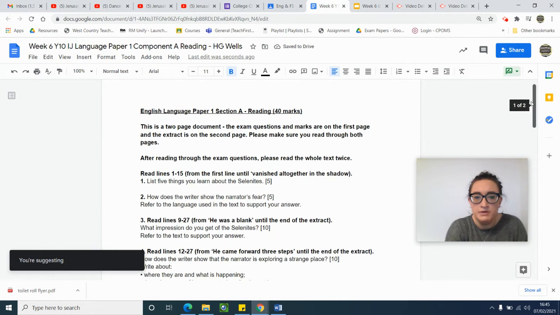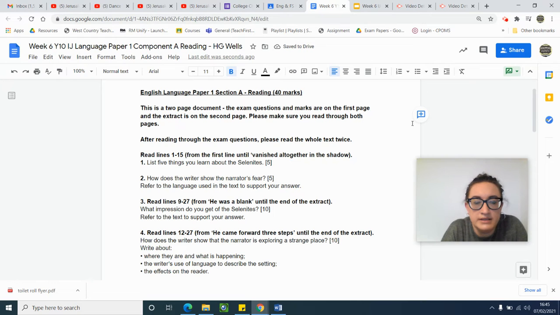Okay then, so you open the paper and you see 5 questions, okay? So it says this is a 2-page document, exam question and marks are on the first page, extract is on the second page. Please make sure you read through both pages. After reading the exam questions, please read the whole text twice.